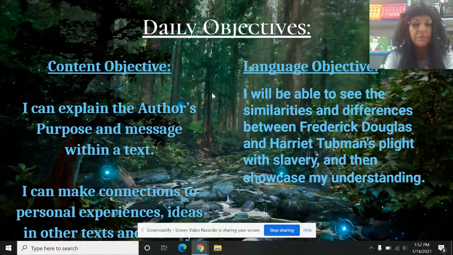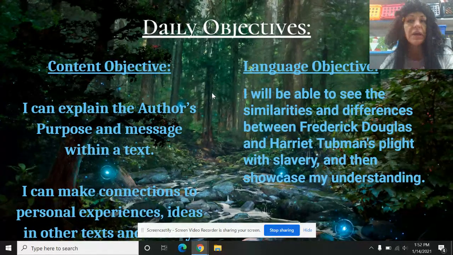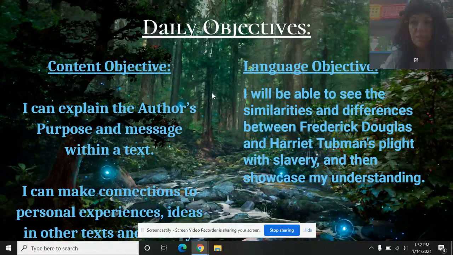Content objective: you can explain the author's purpose and message within a text. You can make connections to personal experiences, ideas, and other texts, as well as yourself. And then your language objective: I will be able to see the similarities and differences between Frederick Douglass and Harriet Tubman's plight with slavery and then showcase my understanding. Cool.